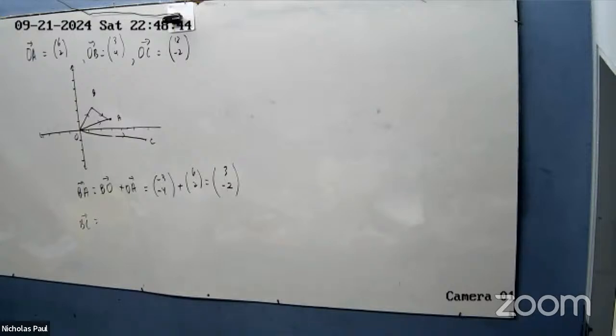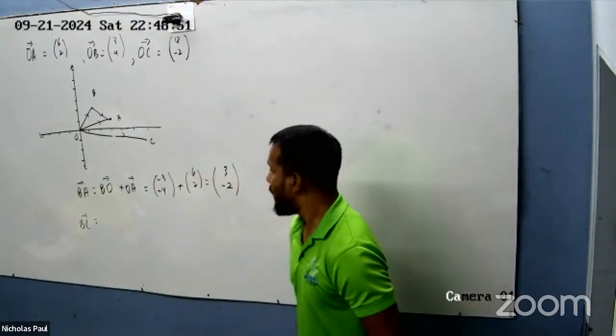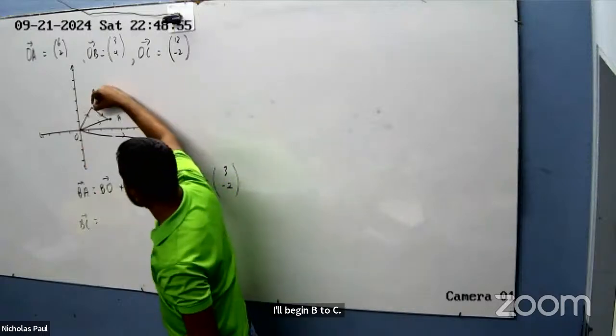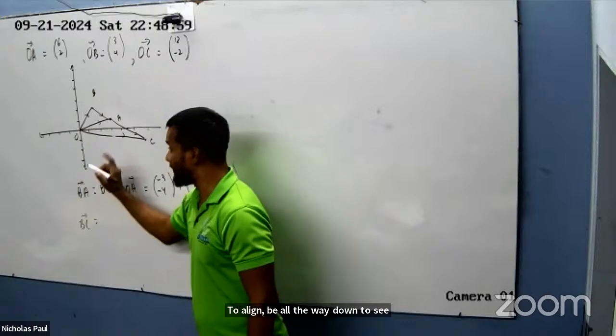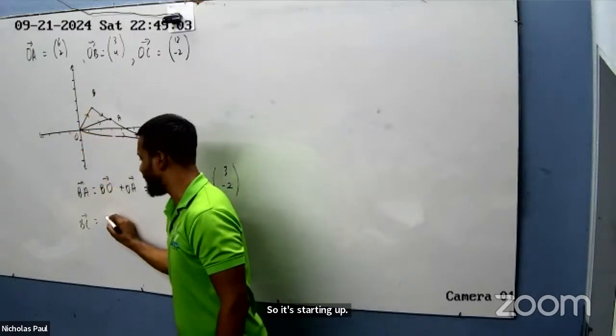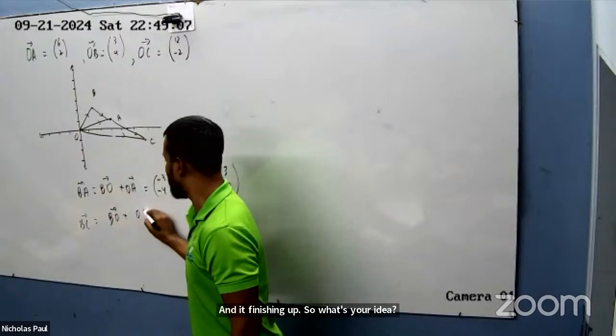Yeah, Jamari, got my finish. How are we getting B to C? Draw a line B all the way down to C. So you're starting at B and you're finishing at C. So what's right here? B to O plus O to C.